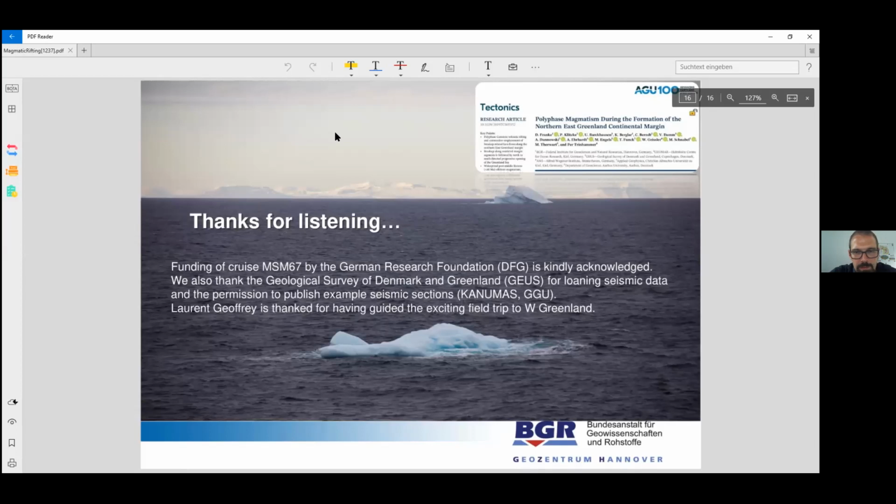How representative would you say this magmatic margin that you just discussed is for other margins of the world, for other magmatic margins? Would that be a prime example or rather something that sticks out?